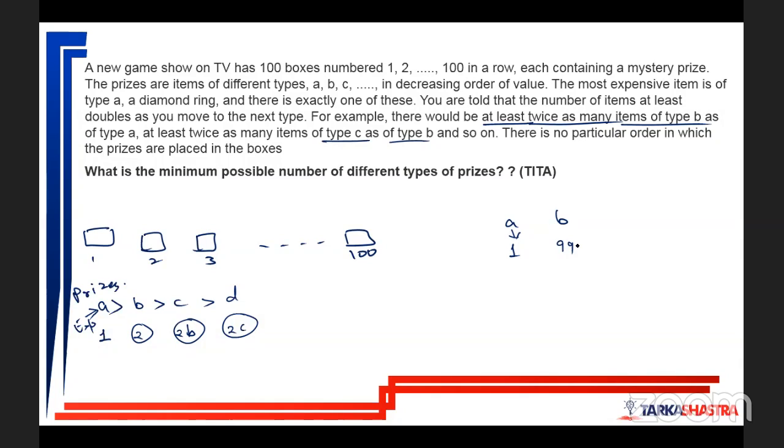If you see, what is the condition? That type B must be at least twice that of type A. So total is 100. So the minimum possible number of different types of prizes is 2. Only two types of prizes, type A and type B. Correct? Simple question.